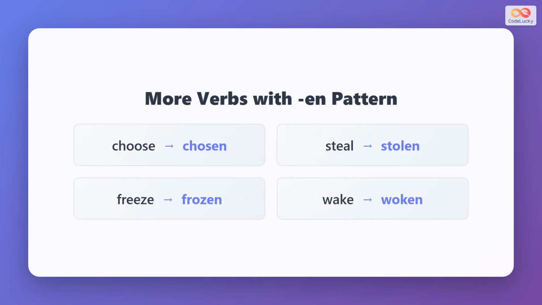There are many more verbs that follow this same en pattern. Choose becomes chosen. Steal becomes stolen. Freeze becomes frozen. Wake becomes woken. All of these verbs take the en ending to form their past participles. The more you practice these, the easier they become to remember and use correctly in your sentences.